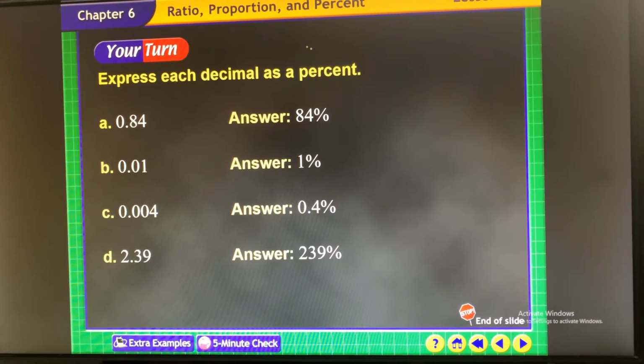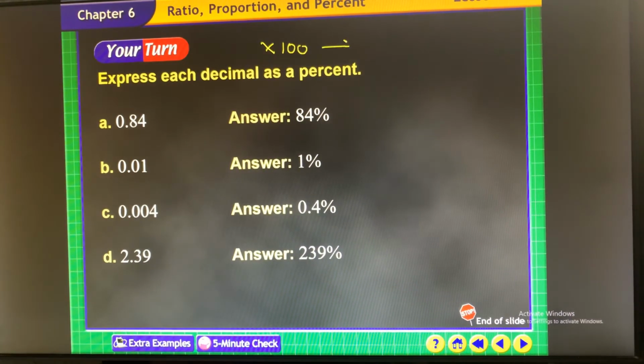So again, just moving it 2 places to the right or multiplying it by 100. So when you go D to P, you multiply by 100 or go right 2. If you're going from P percent to D decimal, you're going to do the reverse. You're going to divide by 100 or you're going to go left 2. Okay?